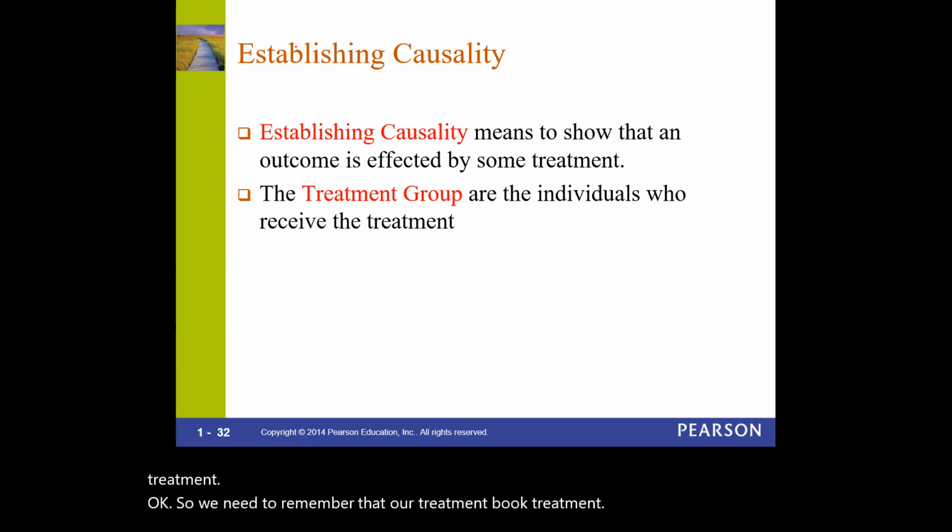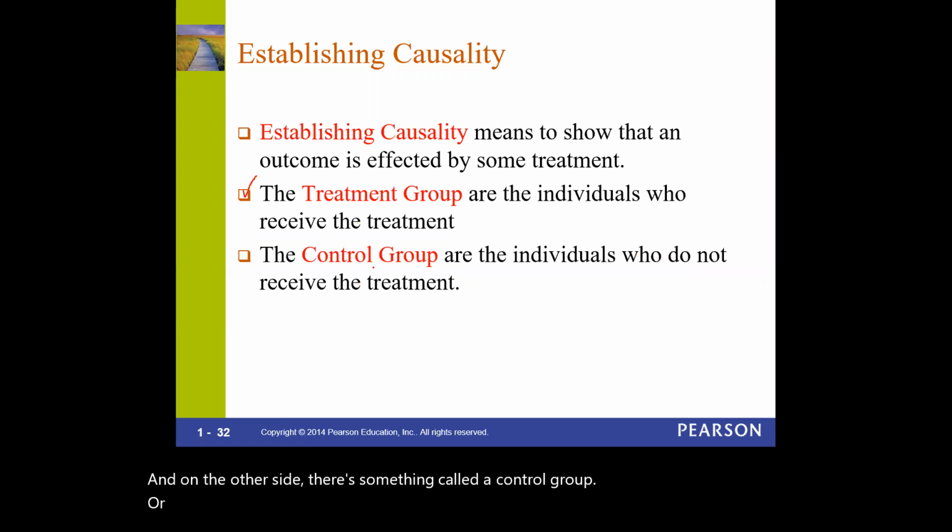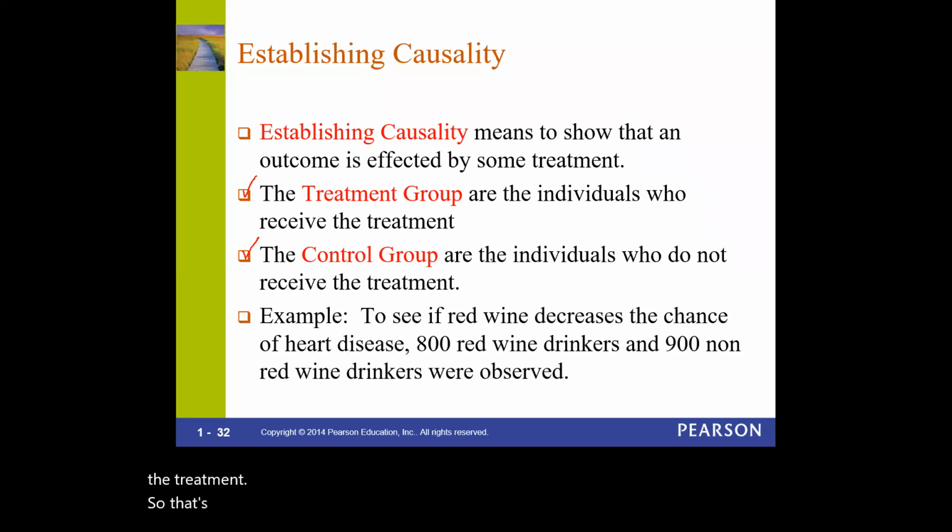A treatment group are the people who are receiving the treatment. And on the other side, there's something called a control group. A control group are the individuals who do not receive a treatment. Okay, so they do not receive the treatment. That's very important.